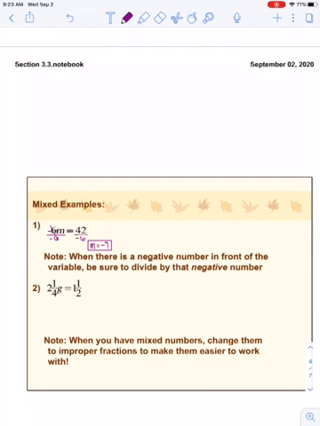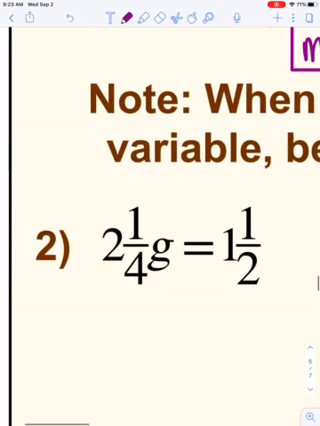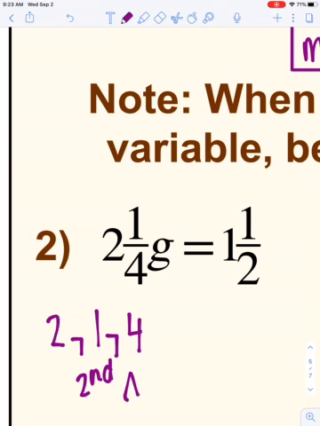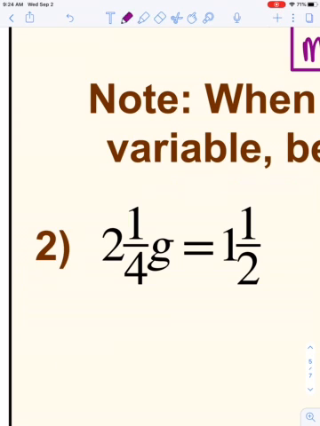So when there's a negative number in front, it's fine. Just divide by the negative number. When you have mixed numbers, it is probably easiest to just change them to improper fractions. And your calculator will do that. If you do 2 ABC 1 ABC 4, and it makes a little box, and then hit second ABC, it'll change it to an improper fraction for you. You don't have to do that, but it's not difficult to do on your own either.